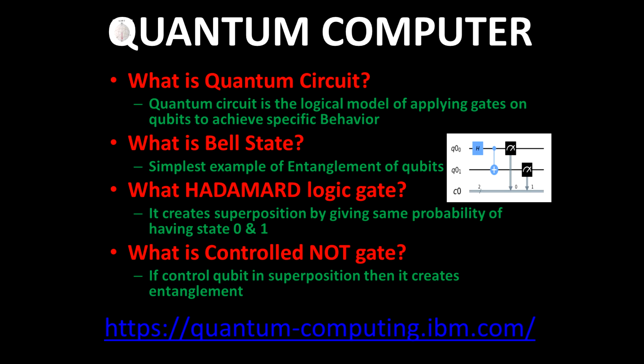So in today's video, we are going to create a program which will represent a Bell state. A Bell state is just an entanglement of qubits. When I say entanglement, it means that we want to establish a relationship between two qubits. We're going to understand this with the coding. To create a Bell state, we have to use two logical gates. One is the Hadamard gate, and the other is the controlled NOT gate.